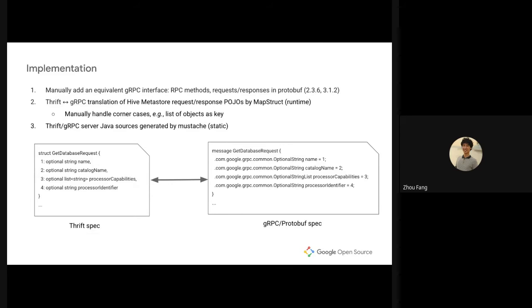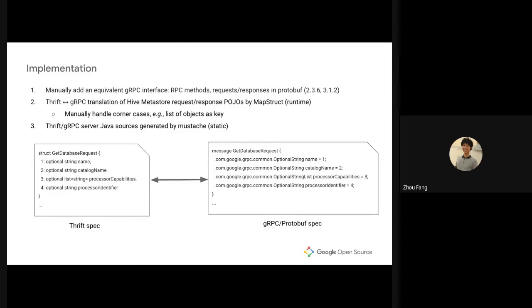So we do it for Hive 2.3.6 and Hive 3.1.2. So this is one-time work. And in future, we can do it for the head branch of Hive. And so every time the Hive Metastore is modified, when someone adds a new method to Thrift, the method should be added to the gRPC proto as well. So this is how it can be maintained in the longer term.